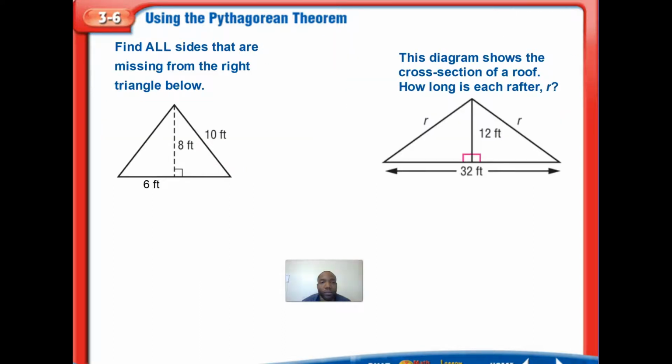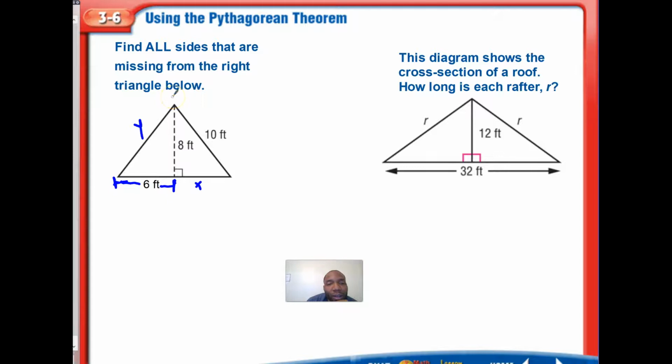All right, so this says find all sides that are missing from the right triangle. So I have to think about this. I need to find this side here, which I'm going to call X. I need to find this side here, which I'm going to call Y. This 6 feet is only referring to this length right here. I need y'all to know that. It should have been an arrow like this, because I know some of y'all think the whole thing is 6. Nope, just this part right here. That's the only thing that's 6 feet. So I need to find that.